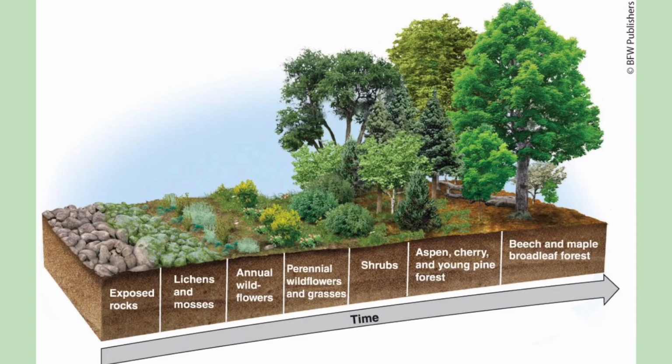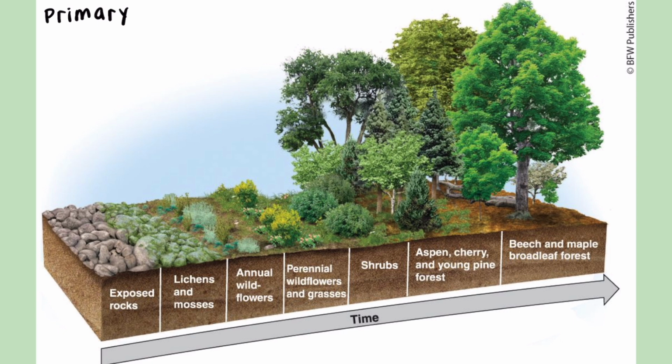So with this slide, I kind of just want to pull all of those steps together in primary succession. So this is again primary succession, we are starting with exposed rock. Over time, lichens and mosses will come in. Those are our pioneer species.